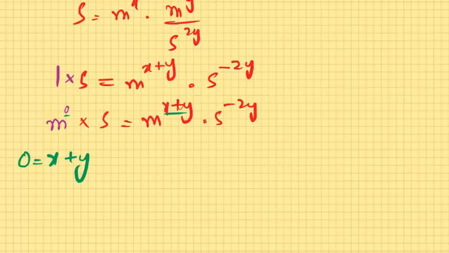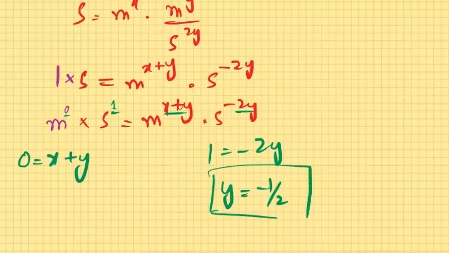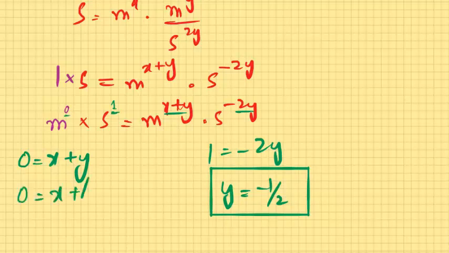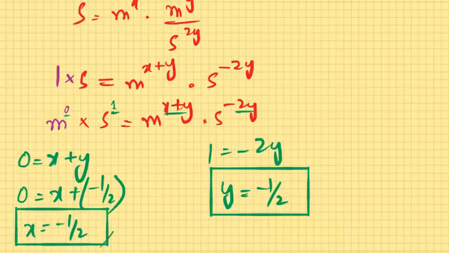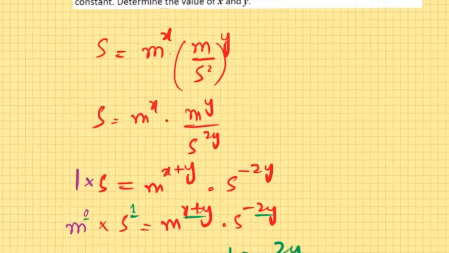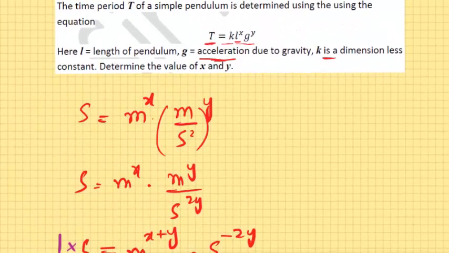Similarly, on the left hand side the power of s is 1 and this power of s is minus 2y, so I can write that 1 is equal to minus 2y. So here I get y equals minus 1 over 2, and since I know the value of y, I can use this equation, x plus minus 1 over 2 equals 0, and that gives me x as 1 over 2. This is what I needed to figure out: the values of x and y. If we go back to the question, it says find the values of x and y.